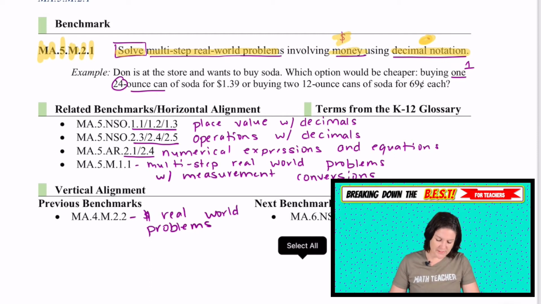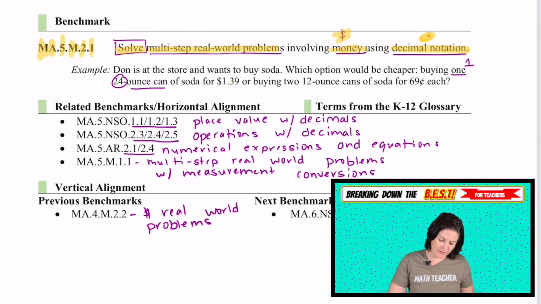Here's an example. It says that Dawn is at the store and wants to buy a soda. Which option would be cheaper? Buying one 24-ounce can of soda for $1.39 or buying two 12-ounce cans of soda for 69 cents each. So you can see it's definitely a multi-step problem involving money using decimal notation. I like that here we've got 39 cents represented that way and here 69 cents represented this way. So for this kind of problem, students would need to be able to change it to look like that.